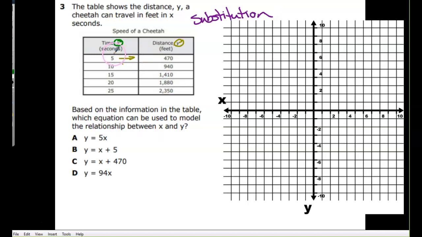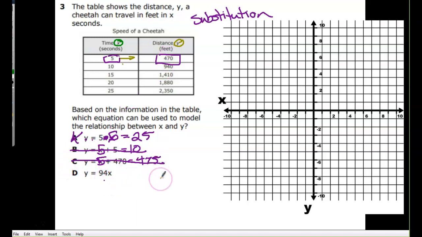So let's try. What we're going to do is substitute 5 for x and see if our y equals what it should equal. So y equals 5x. Well, this implies 5 times x. I'm substituting it, so it'd be 5 times 5. 5 times 5 equals 25. 25 is not 470. I know it's not A. And I'm going to substitute 5 for x here. 5 plus 5 is 10. 10 is not 470. I'm going to substitute again. 5 plus 470 equals 475. And while we were close, that is not 470.